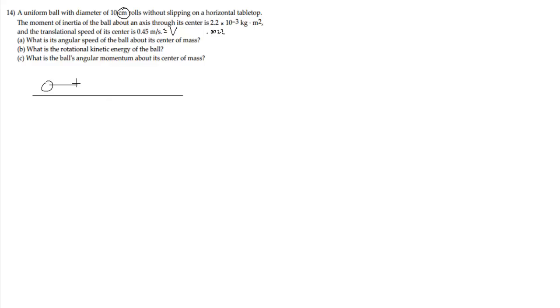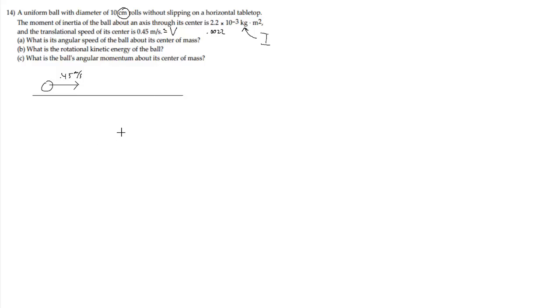And its velocity is 0.45 meters per second. And it has an I, this moment of inertia for the ball, of this, and it's got a diameter of 10 centimeters, which means it has a radius of 5 centimeters. So what is the angular speed of the ball about its center of mass?